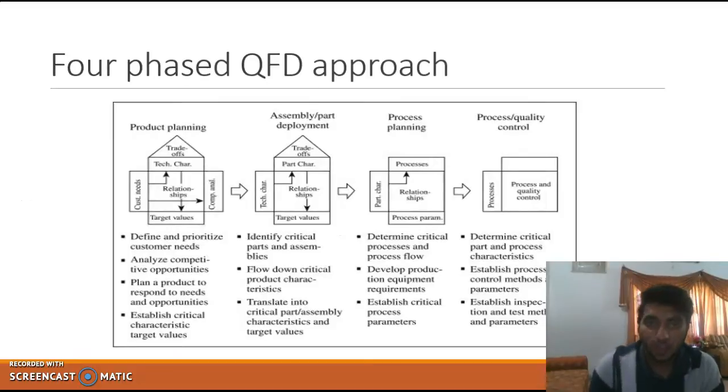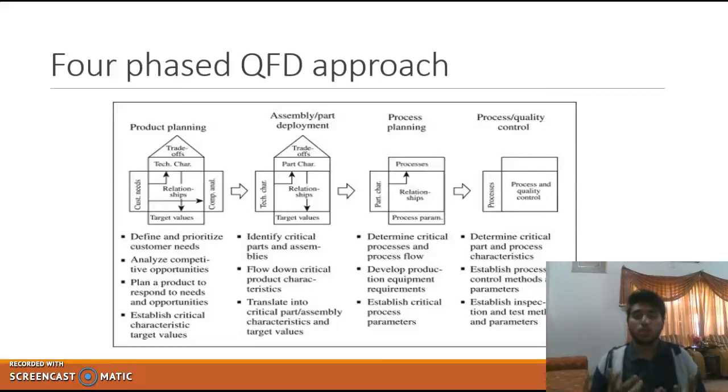As you can see in this figure, this is the four-phase QFD approach. The first one is product planning. As you can see, it involves defining and prioritizing the customer needs, analyzing competitive opportunities, planning a product to respond to the needs and opportunities, and establishing critical characteristic target values.